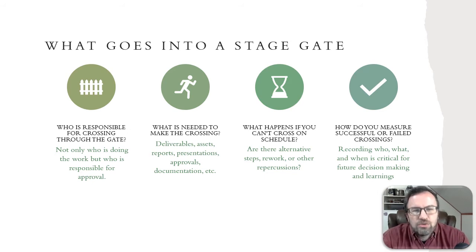Understanding what happens when you can't go through the gate is almost as important as understanding what it takes to go through the gate. And finally, talking about the measurement. This is something I'm going to spend quite a bit of time talking about in a little bit. It is important to understand not only who and what and when, but how they relate to each other, because this all drives future decision making.